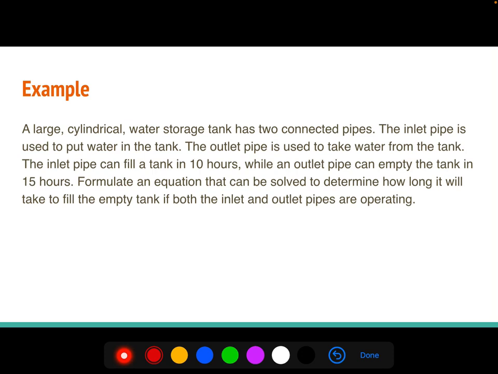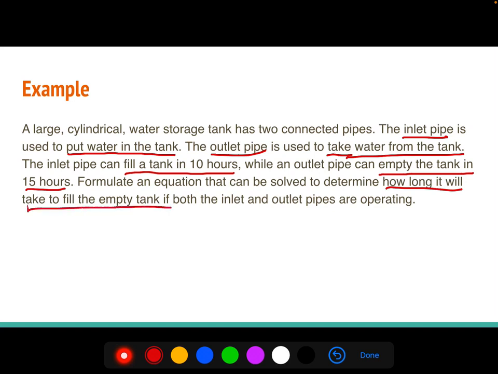Okay, let's try another one. A large cylindrical water tank has 2 connected pipes. The inlet pipe is used to put water in the tank. The inlet puts water in the tank, and the outlet takes water from the tank. The inlet pipe can fill the tank in 10 hours. The outlet pipe can empty the tank in 15 hours. We're going to formulate an equation that can be solved to determine how long it will take to fill the tank if both of them are operating.